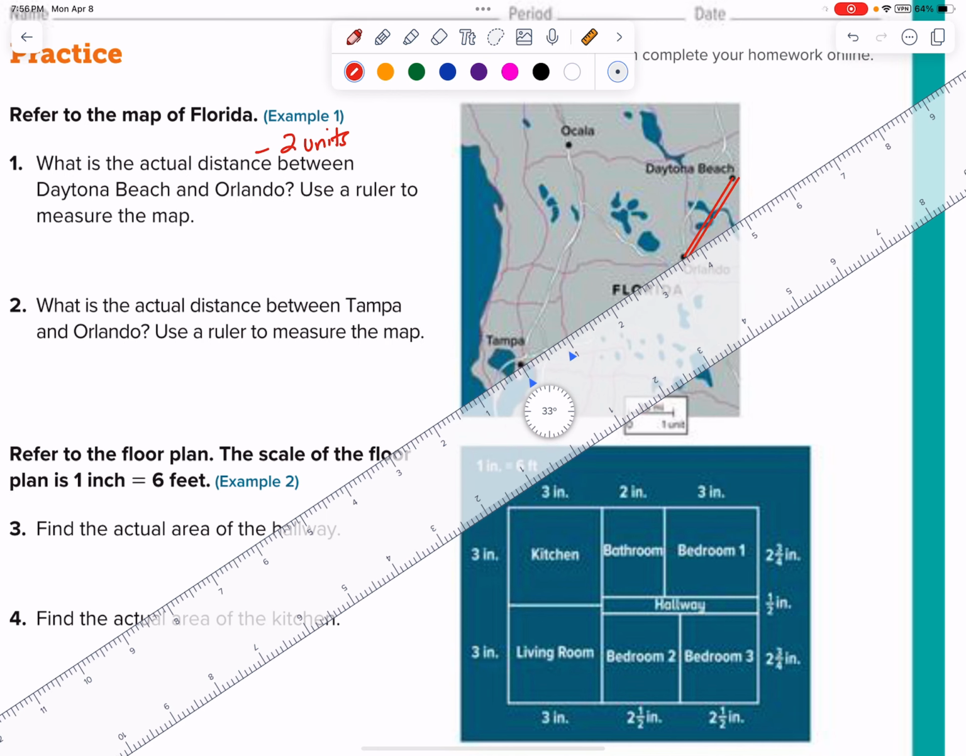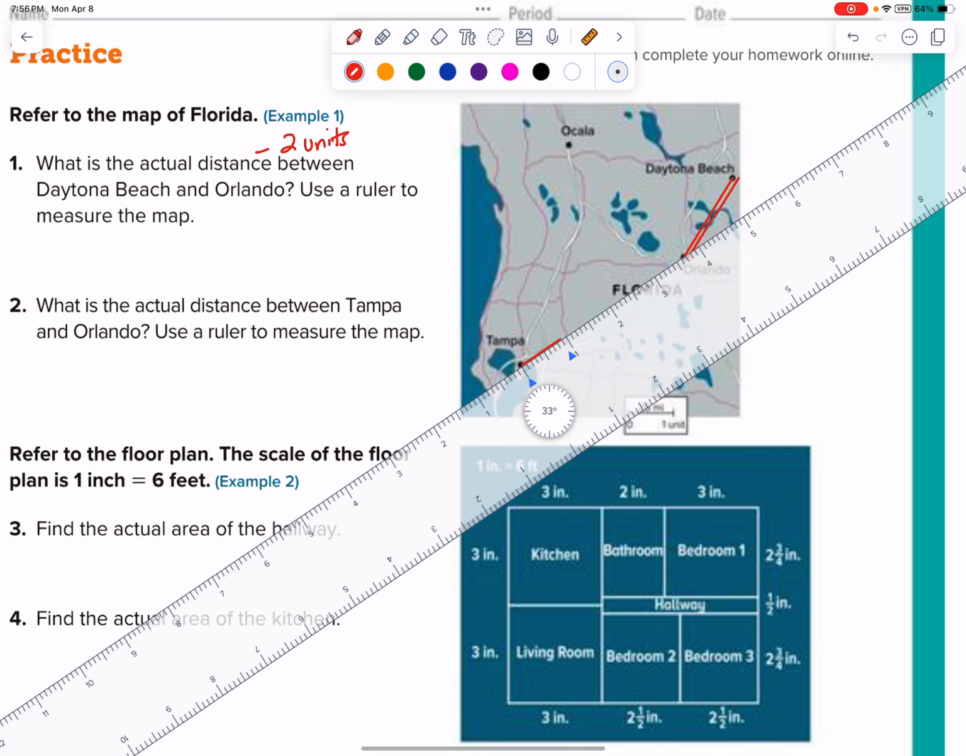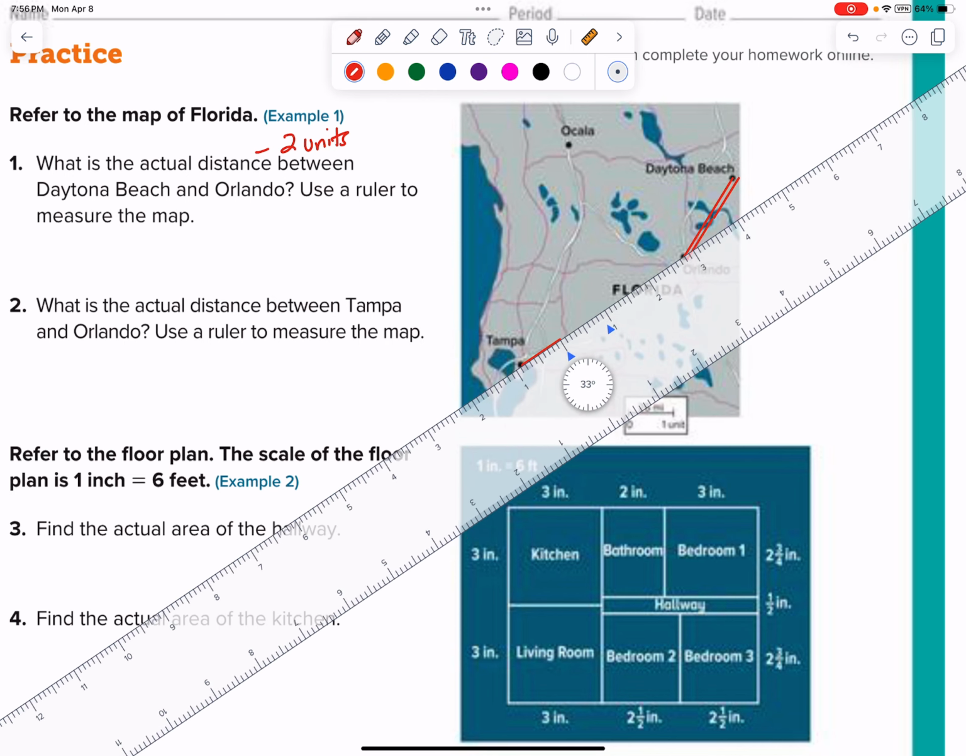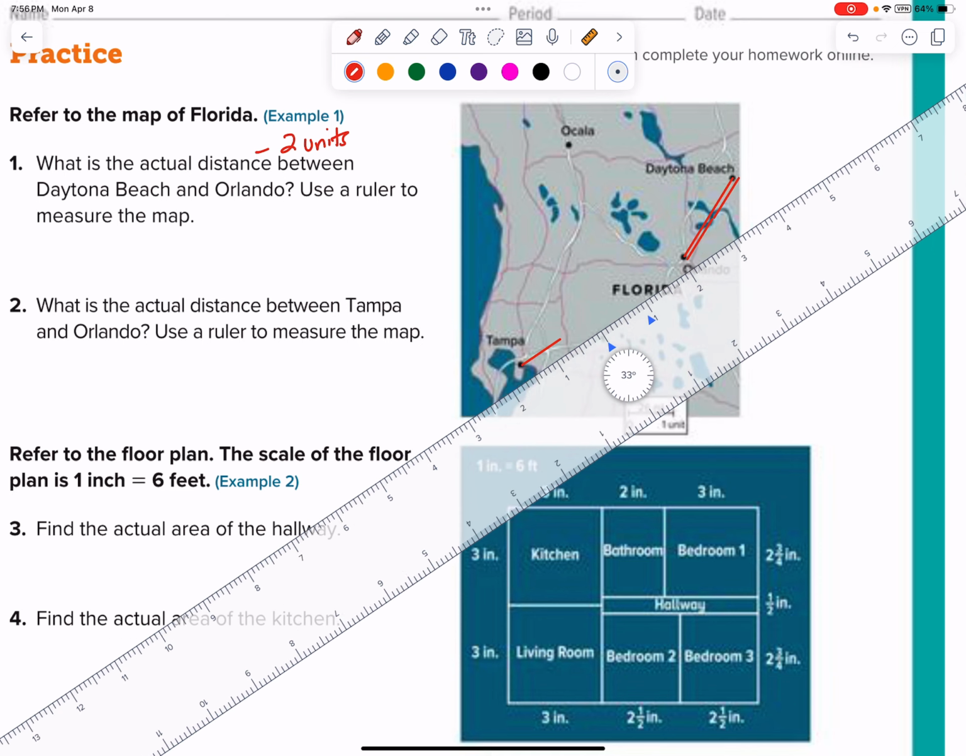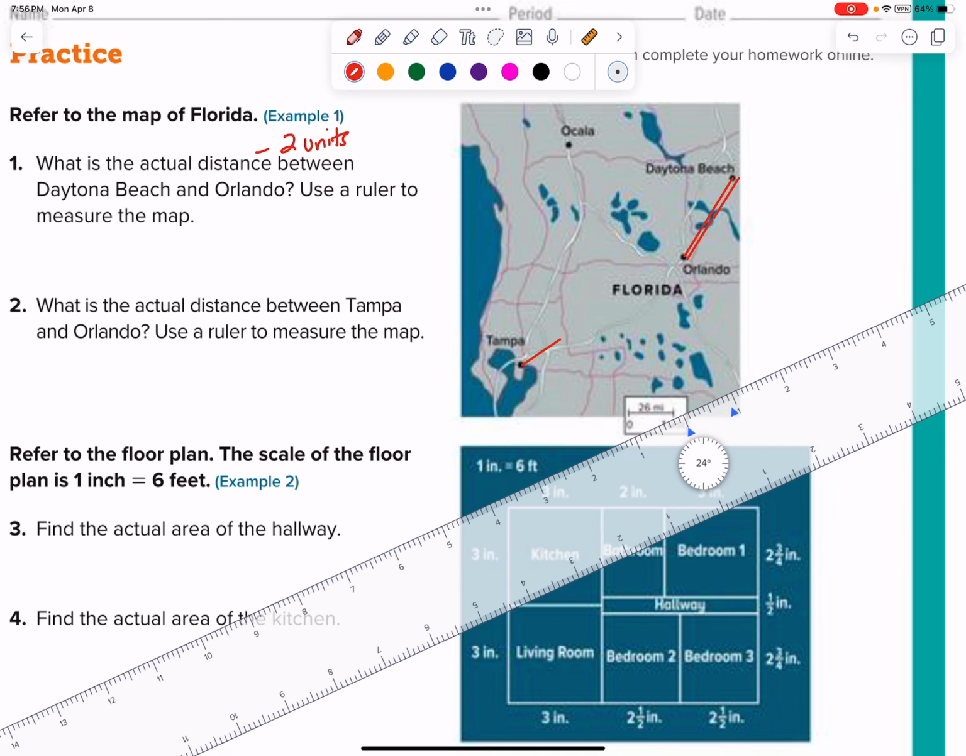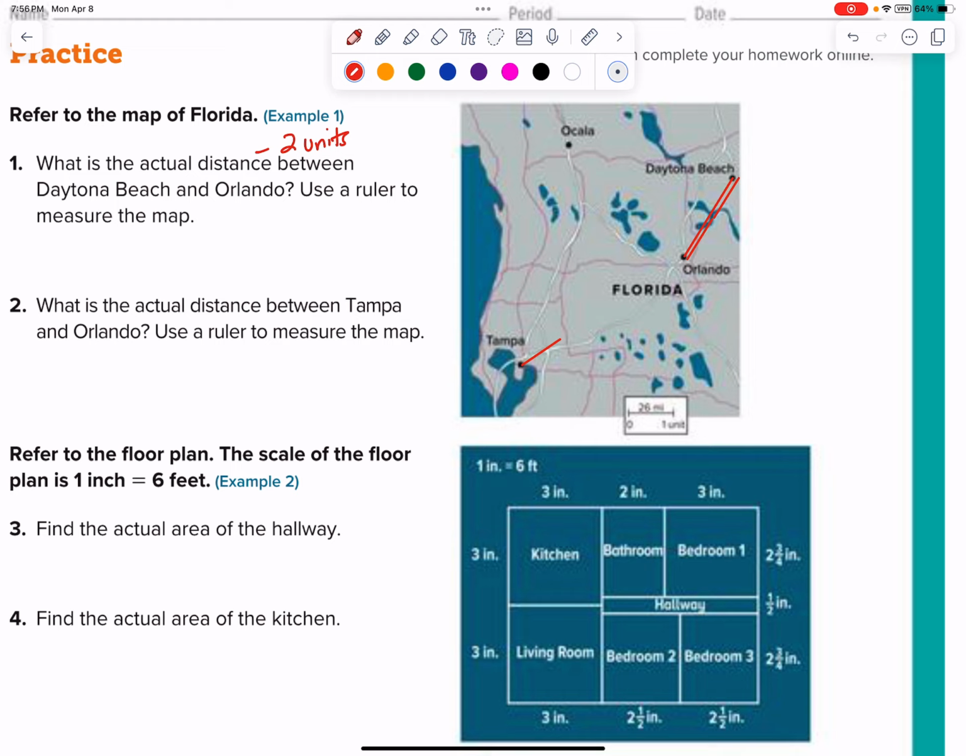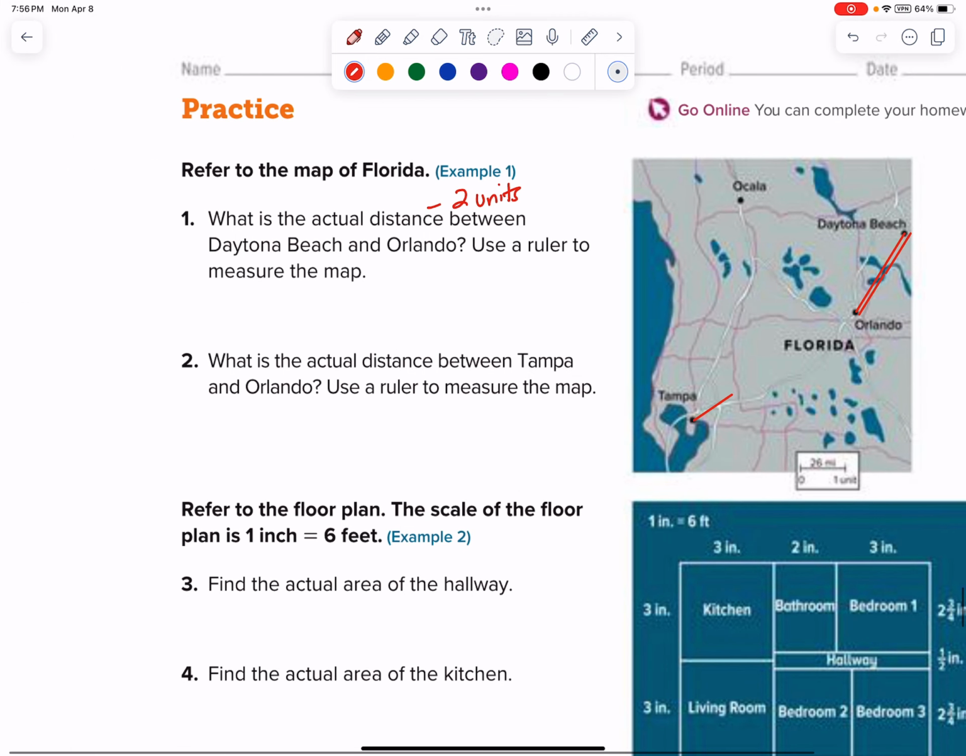Okay, so line up your space, and then all you have to do is start double tapping, and then shift it, double tap it again, and see how many units that one is. Okay, so you can try that one out on your own. Okay, and then calculate if you know the unit rate is 1 unit is 26 miles.